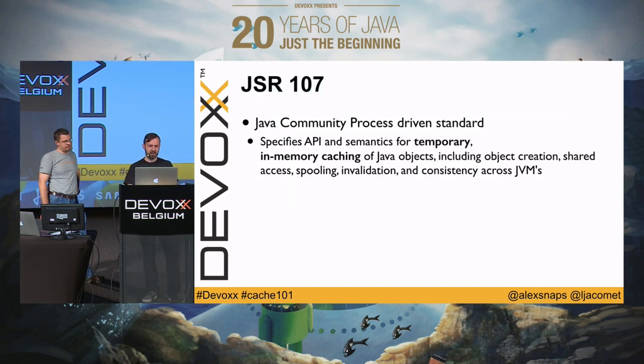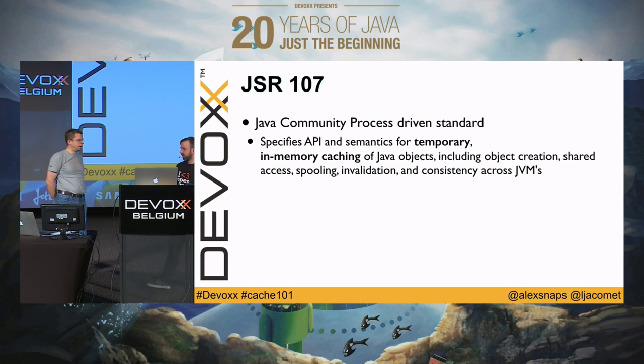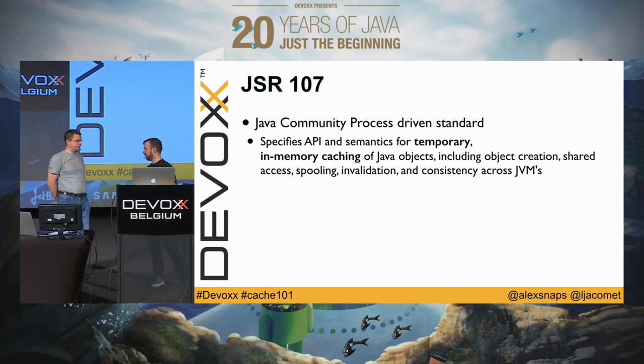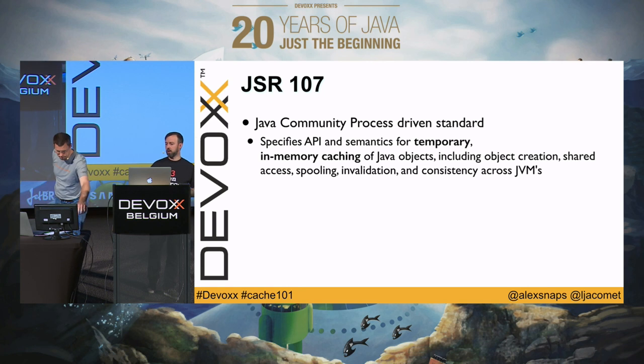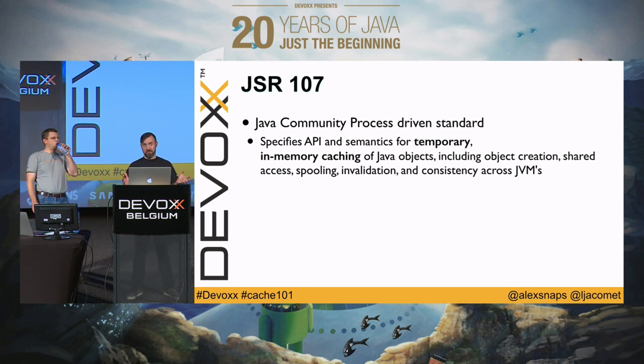So let's talk a little bit about JSR 107. JSR 107 is a JCP-driven standard that was finalized after 13 years or something. Yeah, like a very long time. This is why it has the number 107. So it got finalized March 2014. And it's a spec that tries to address the problem of caching for the Java platform.